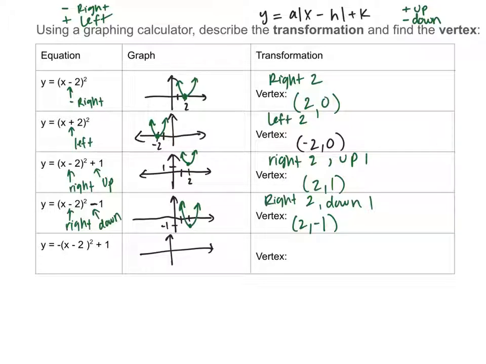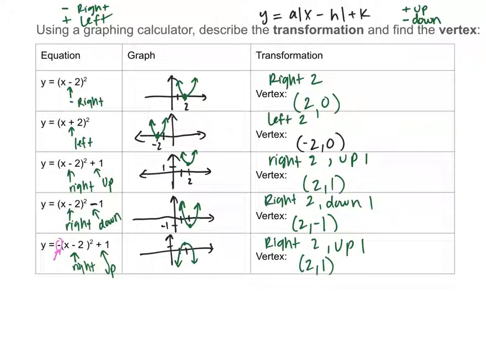So let's go ahead and graph it. So this is still the same. It's still going to go right 2, plus 1 on the outside means up. So right 2, up 1, and I plot my vertex, but this time it's going to point down because there is a negative sign here. So my vertex in this case is still that 2, 1, but it's going to be pointing down. So this is still right 2, up 1.